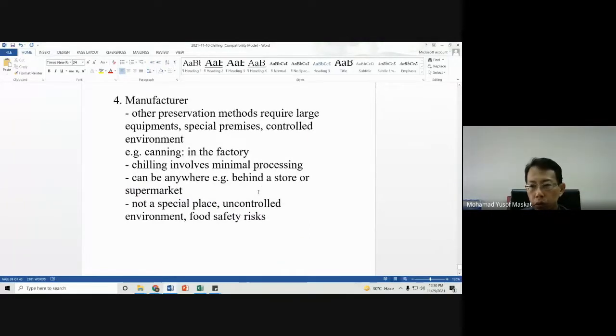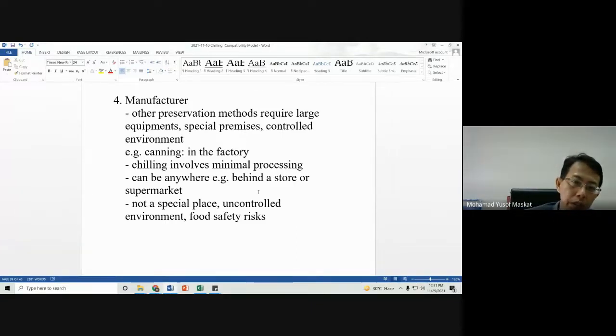Another issue is regarding the manufacturer. Other preservation methods require large equipment, special premises, controlled environments. For example, to do canning, you need a factory. And you need high temperature, high heat, meaning that you need to produce steam. So you need a boiler, for example. All of this: big, huge equipment, special places.